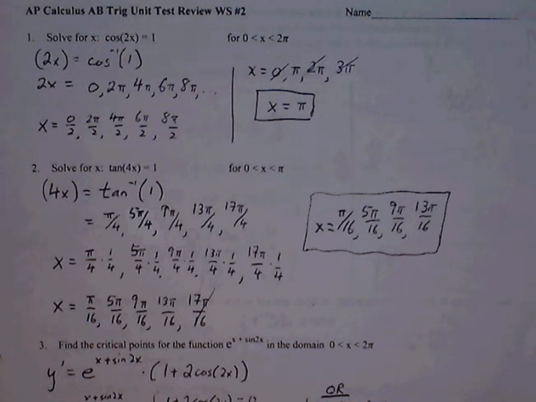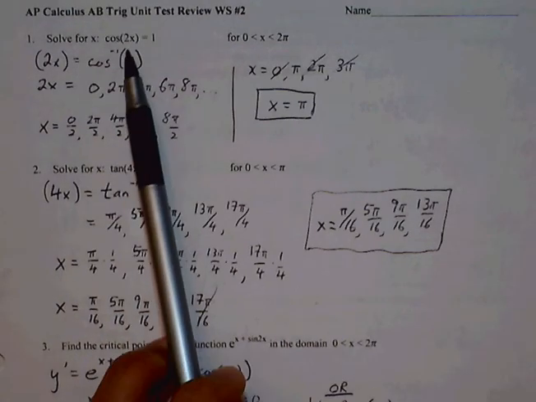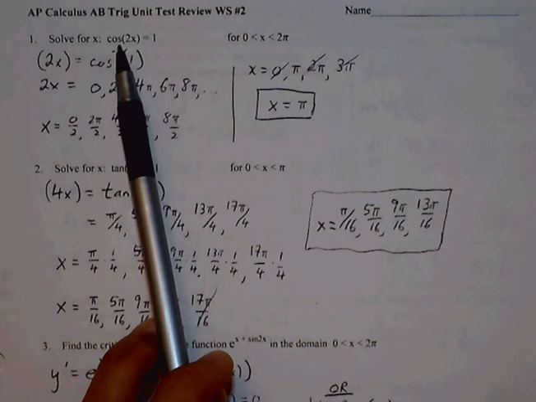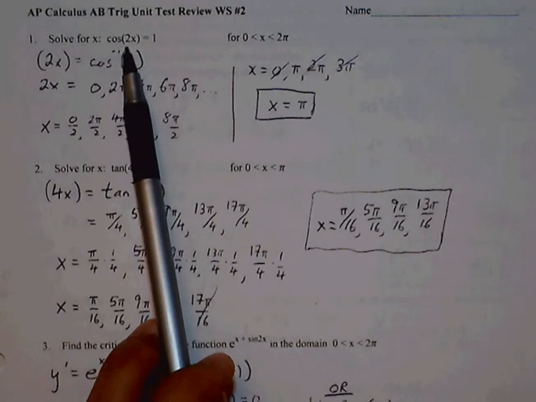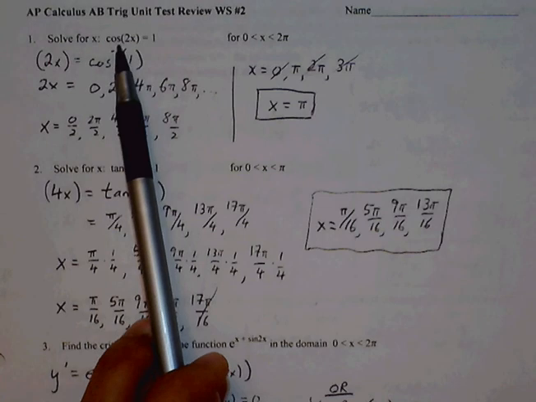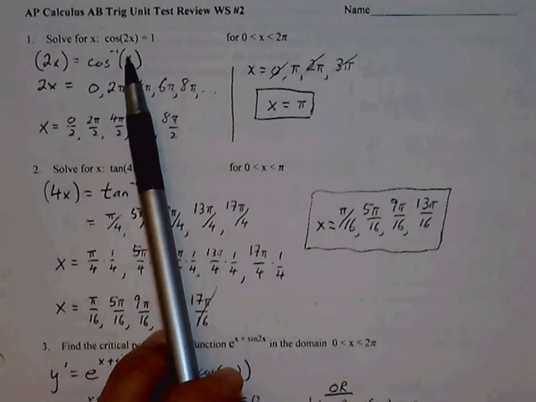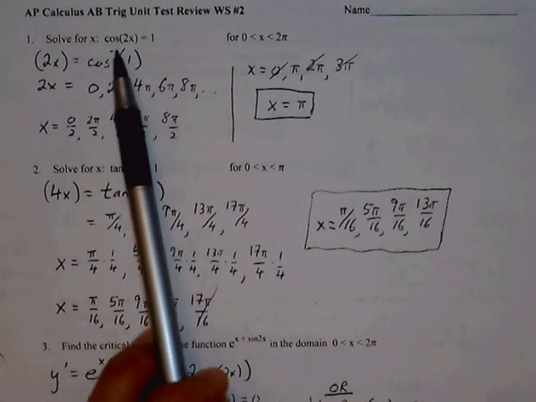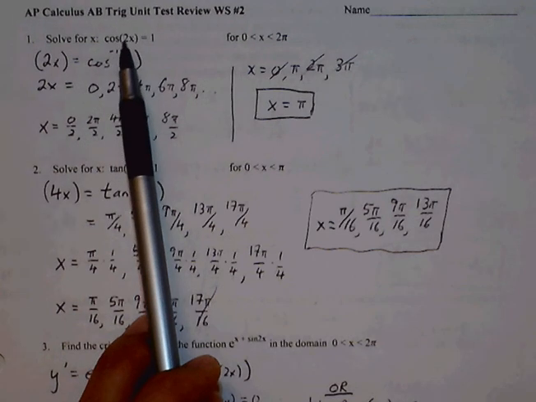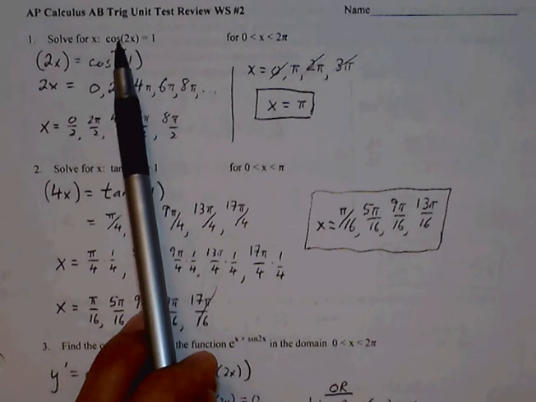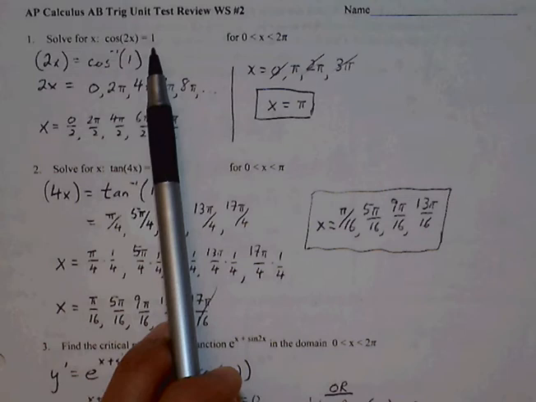Hey, let's look at Trig Unit Test Review Worksheet number 2. First two problems, we're just going to solve these trig equations. Rather than getting this out of double angle form, I'm just going to go through inverse trig to solve. So first thing, I'm going to apply inverse cosine to the other side.